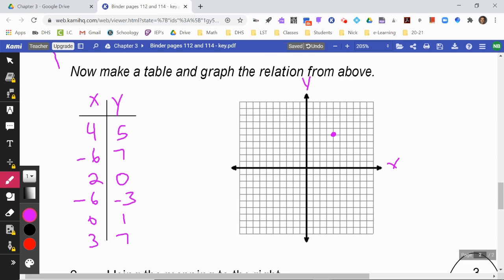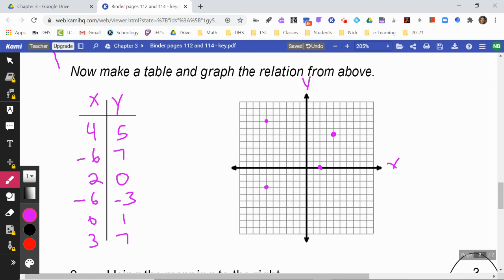-6, 7. -6 on my x is going to be to the left. 1, 2, 3, 4, 5, 6. And then 7 up. 1, 2, 3, 4, 5, 6, 7 up. There's -6, 7. Then we have 2, 0. 2 on my x, 0 up on my y will be right there. -6, -3 is -6 to the left on my x-axis. So 1, 2, 3, 4, 5, 6. And I'm going to go 3 down. So -6, -3 will be right there.